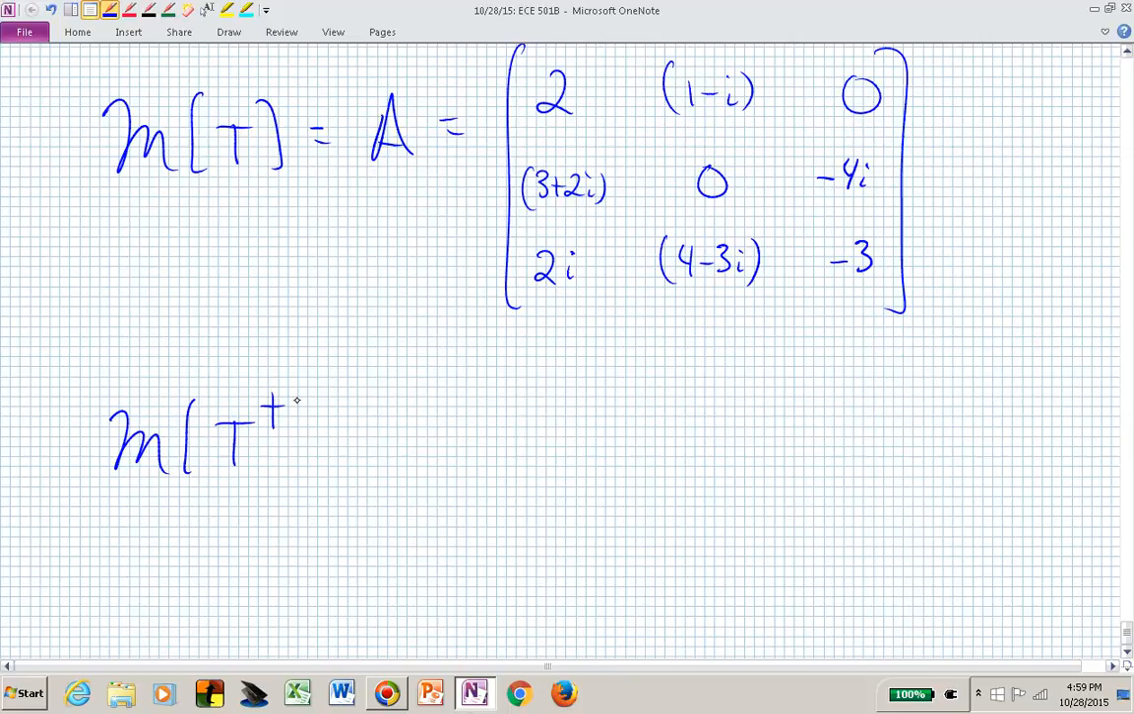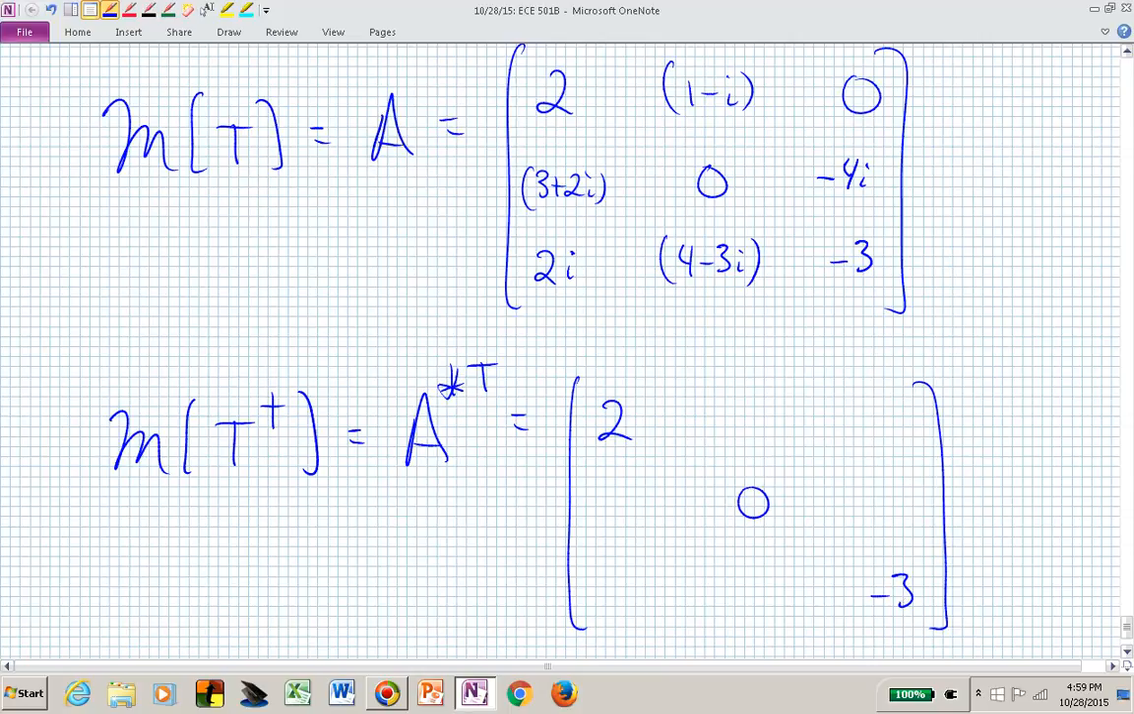Now, if we want the matrix representation of T dagger, that's the complex conjugate transpose of A. What happens along the diagonal? I just have to conjugate that, don't I? And they're all real, so those are going to stay the same. I can just say 2, 0, and minus 3. I've done the hard part.